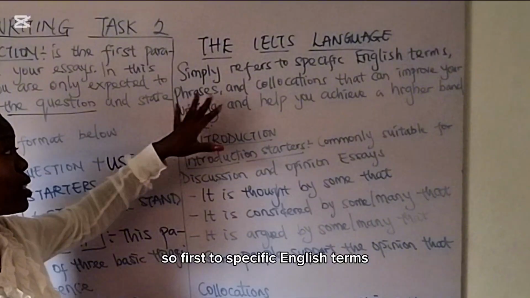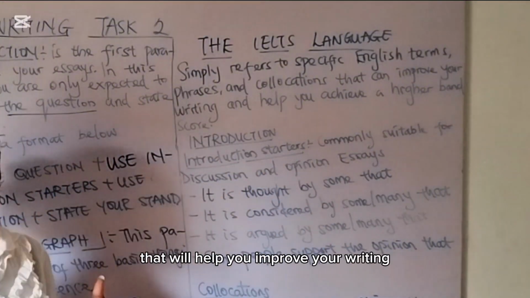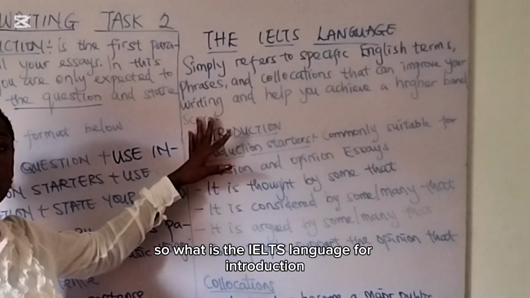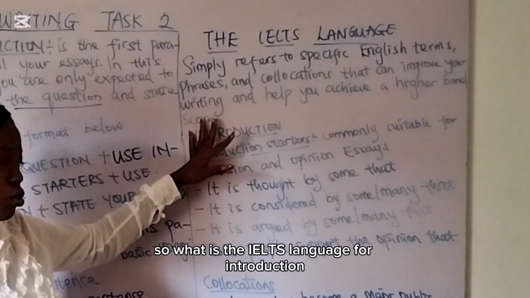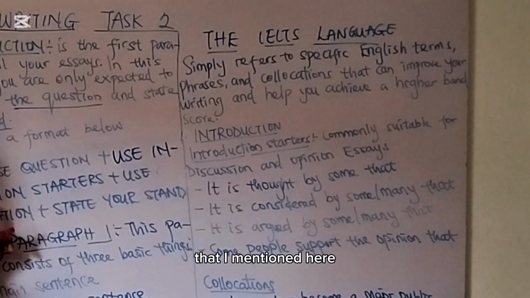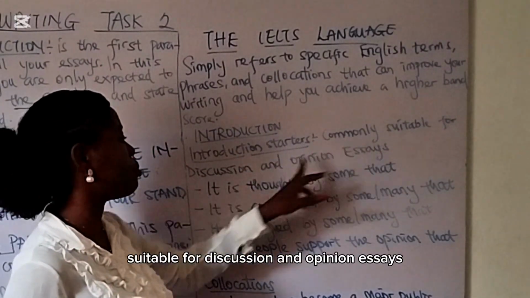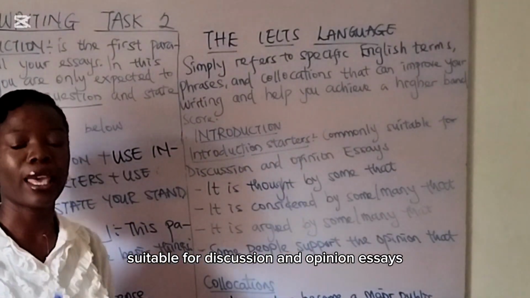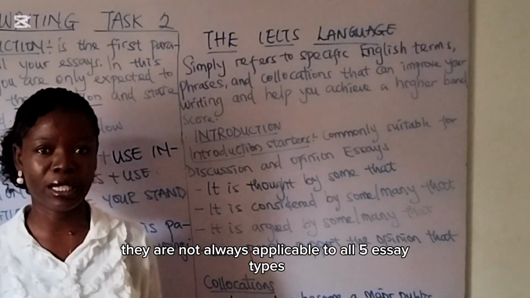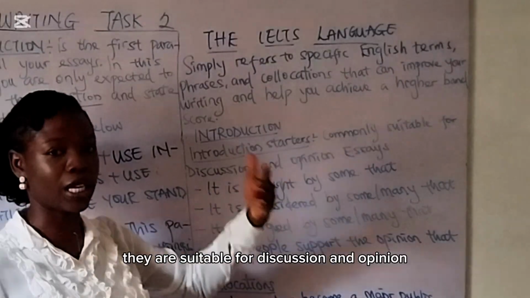So it refers to specific English terms, phrases, and collocations that will help you improve your writing and achieve a higher band score. So what is the IELTS language for? Introduction. Basically, we have what we call the introduction starters that you can use. Introduction starters are commonly suitable for discussion and opinion essays. Like I said earlier, they are not always applicable to all 5 essay types, so basically they are suitable for discussion and opinion essay types.